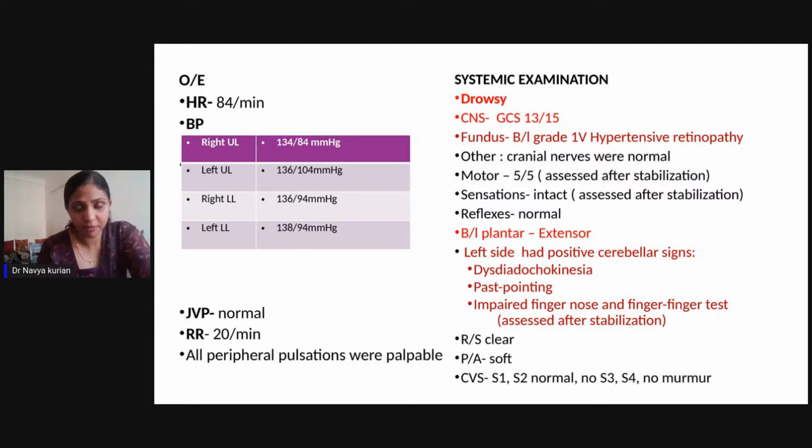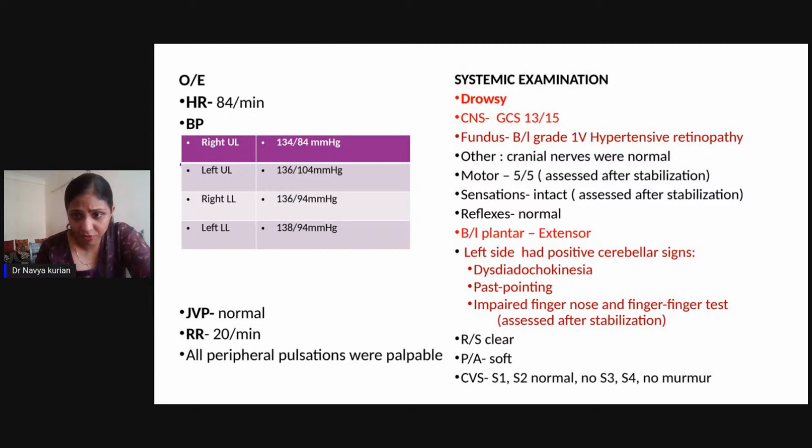On examination, her BP was 136 by 104 millimeter mercury. Her JVP was normal and all her peripheral pulsations were palpable. She was drowsy. Her GCS was 13 by 15. Her fundus showed bilateral grade 4 hypertensive retinopathy.